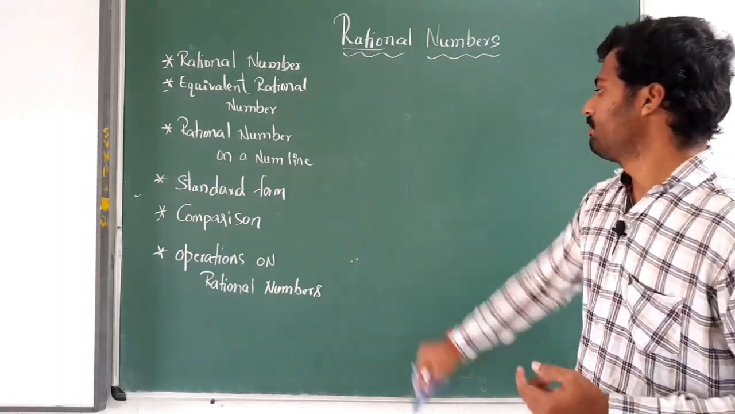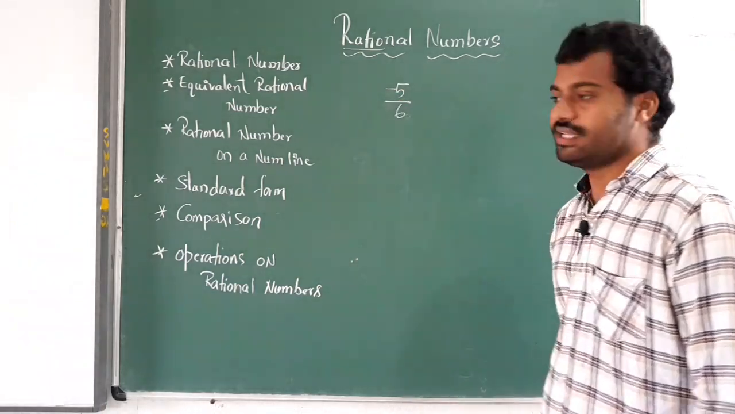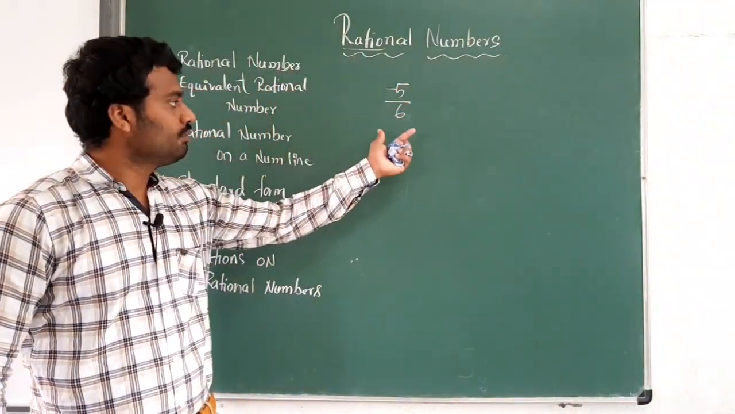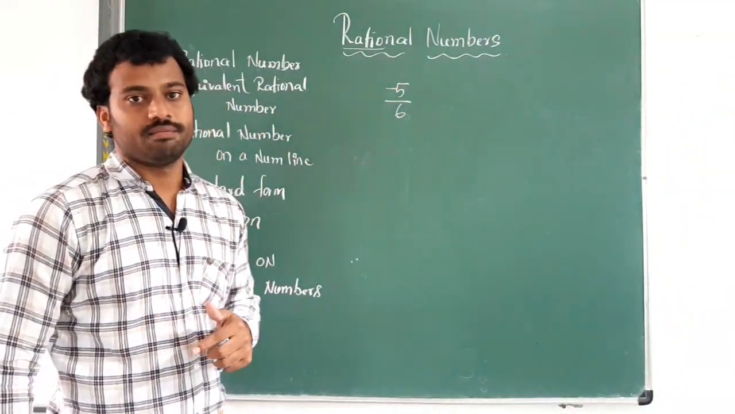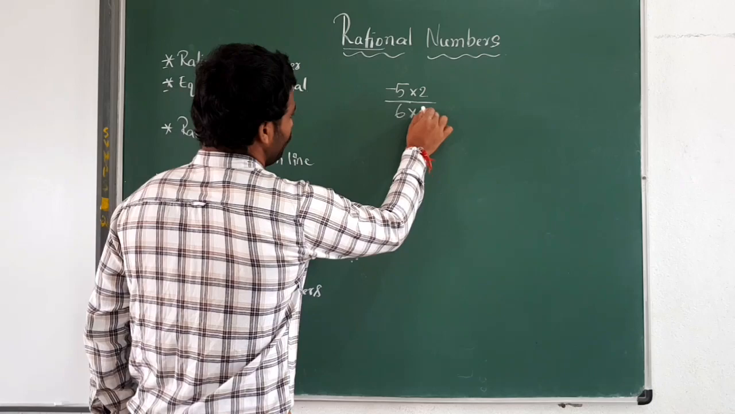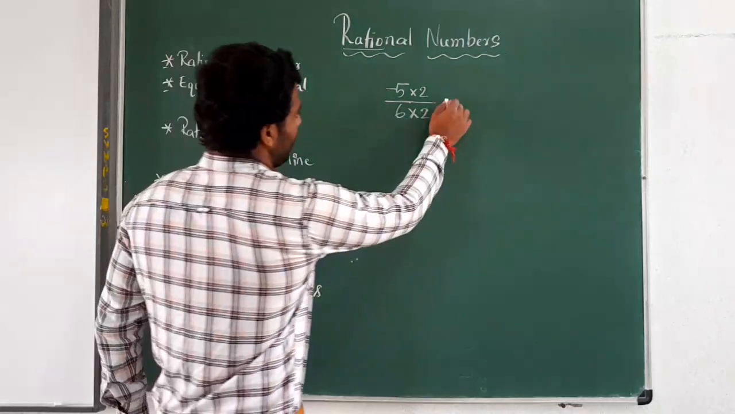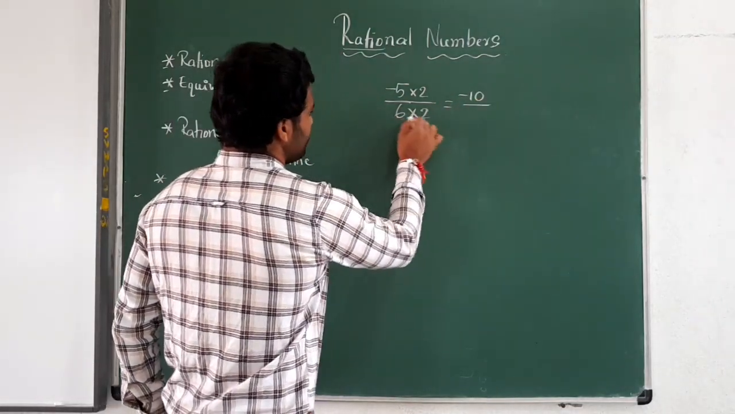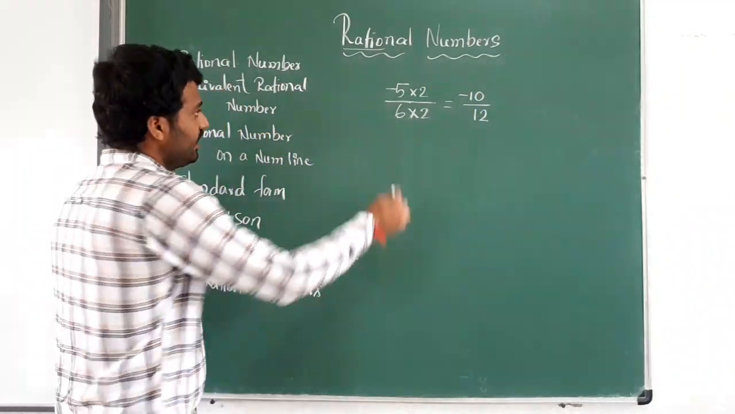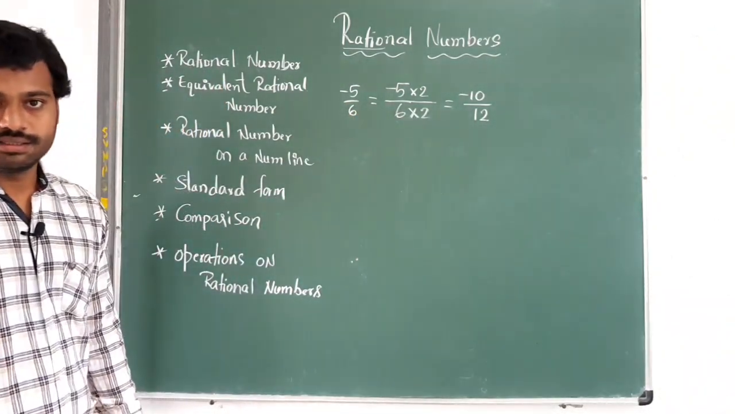Equivalent rationals. For the equivalent rationals, I will consider one negative number, -5/6. Okay. I will choose one non-zero number and multiply it to both numerator and denominator. So I will go with 2. I will multiply 2 to both the numerator and the denominator. -5 into 2 is -10. 6 2s are 12. Clear or not? Initially, our rational number is minus 5 by 6.